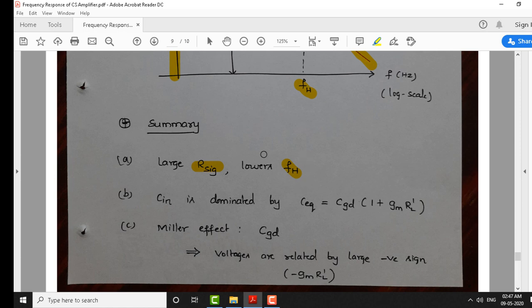A good design of a common source amplifier expects a higher cutoff frequency. However, if the internal resistance itself is larger, then the upper cutoff frequency will be very much less, because they are inversely proportional to each other.